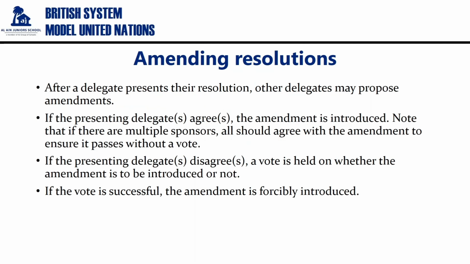After a delegate presents the resolution, other delegates may propose amendments. If the presenting delegate or delegates agree, the amendment is introduced without a vote. Since they all agree, there's no need for any vote, and the amendment is put right in there. But if the presenting delegate disagrees, or if it's a group of delegates and there's no consensus among them whether to agree or not, a vote is held, and if the vote is successful, the amendment is forcibly introduced into the resolution.